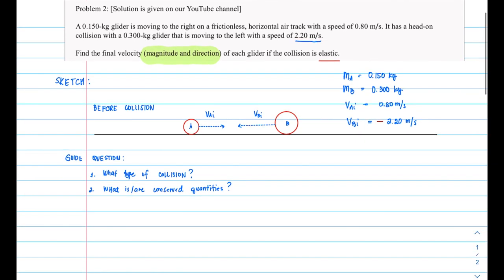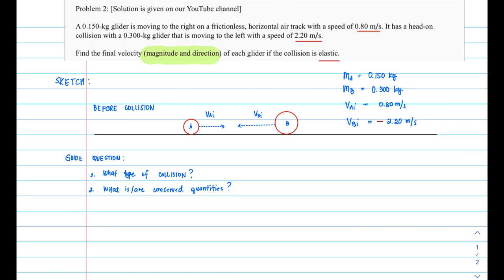A 0.150 kilogram glider is moving to the right on a frictionless horizontal air track with a speed of 0.80 meters per second. It has a head-on collision with a 0.300 kilogram glider that is moving to the left with a speed of 2.20 meters per second. Your task is to find the final velocity, both the magnitude and direction, of each glider, if the collision is an elastic one.